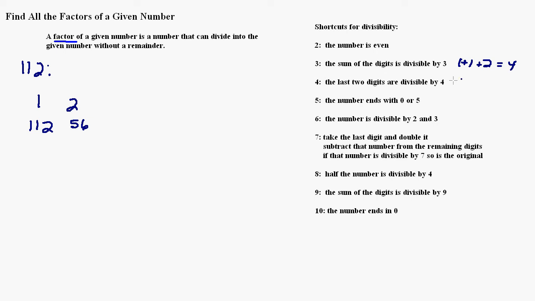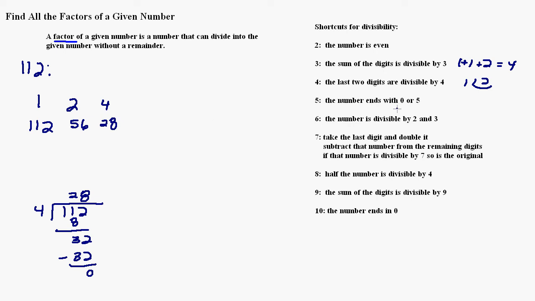So skip 3 and we go to 4. The last 2 digits are divisible by 4. So all we're going to do is look at 12. Yep, 4 goes into 12, so 4 is going to go into 112. And then we need to check how many times. 4 goes into 32 8 times, so we get 28. Now we have 4 and 28. We're getting closer, so the only factors now can be between 4 and 28.